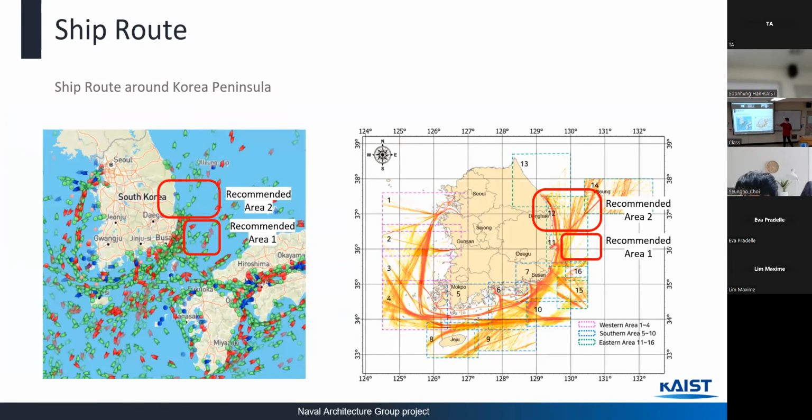So this is the ship route. On this map, you can see that around Busan, Incheon, and also here, it's really busy. So we want to be away from these routes. So we select two areas on the west side, here and here, and that's great because, given the criteria we saw before, we have to avoid the west side and also the north part. So these areas are okay.